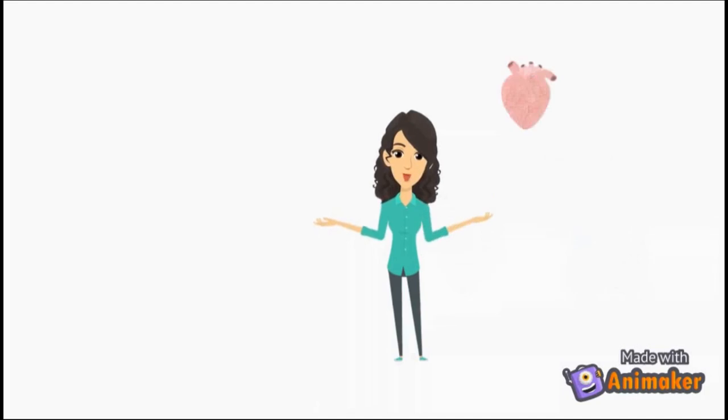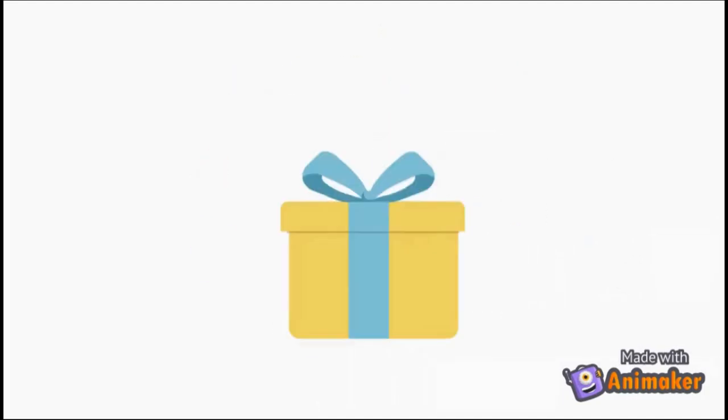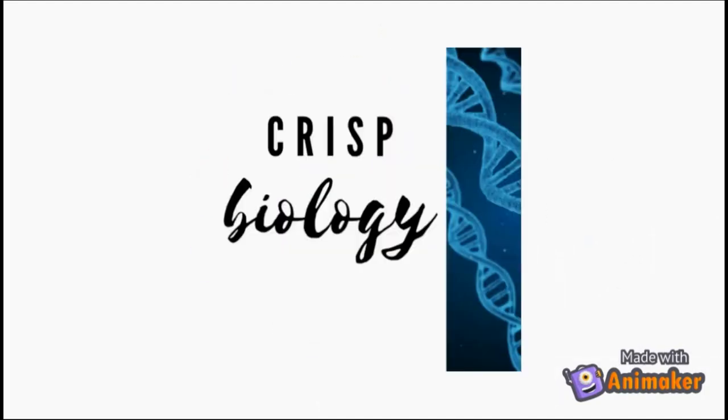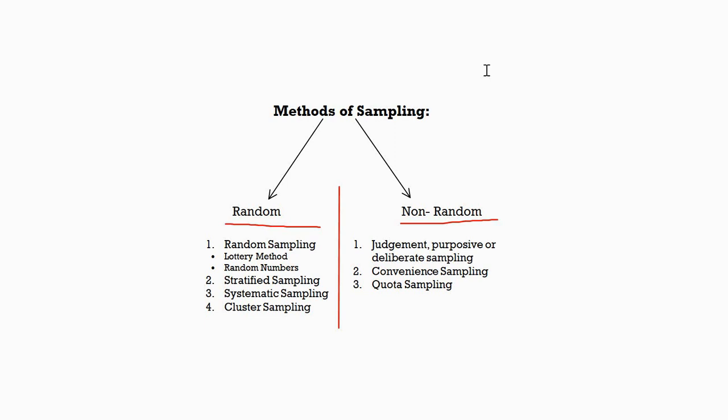So, in our previous video, we had seen about sampling, what is a sample, essentials of sampling, advantages and disadvantages of sampling. And today, we will be seeing the different methods of sampling. So, the methods of sampling are mainly categorized as random and non-random. Under random sampling, we have four subtypes, and under non-random sampling, we have three subtypes. We will be looking into them one by one.